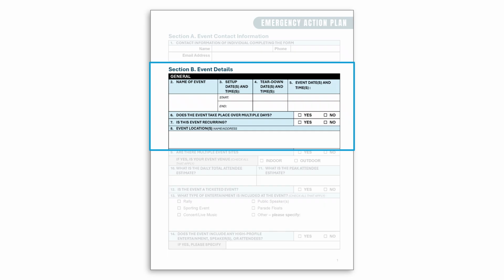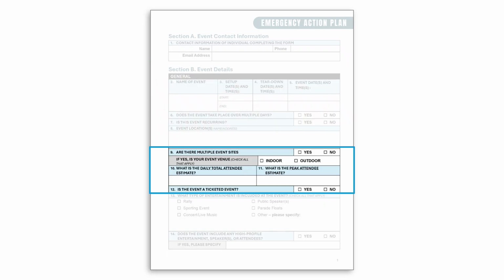Question 8. Event location or locations. Used to assess proximity to hospitals, fire access, and neighborhood impact. This information helps guide responses to later questions in the EAP, such as question 19 regarding nearby events or construction, and supports broader planning considerations like risk assessment, evacuation routes, and shelter locations.